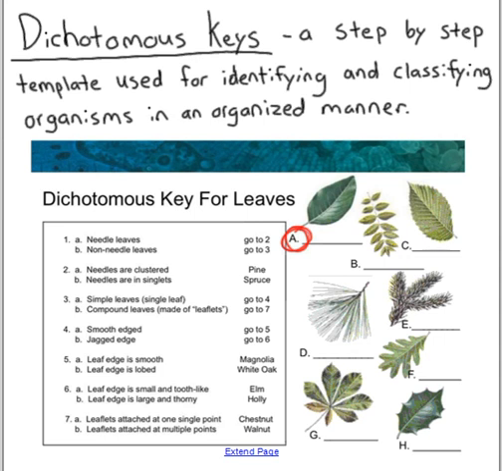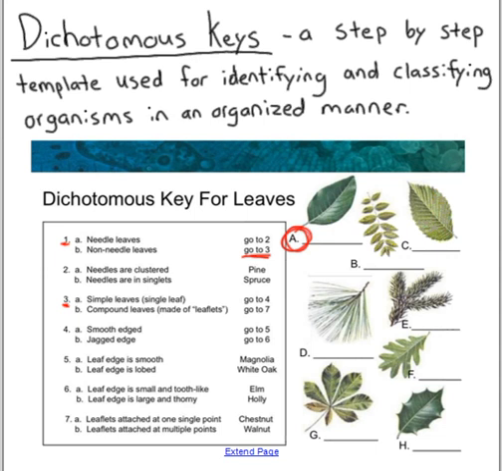So the first question, always start off with number 1, and this is going to either go left or go right, or go to number 2 or number 3. The first question is needle leaves or non-needle leaves. So we look at A, there are no needle leaves, so it says go to 3. So we're going to jump over to 3. And the question is simple leaves or compound leaves.